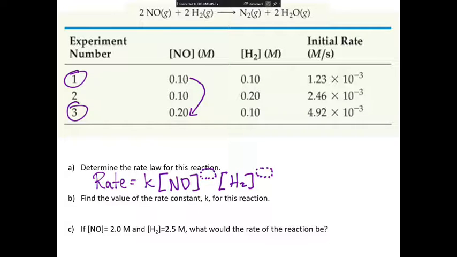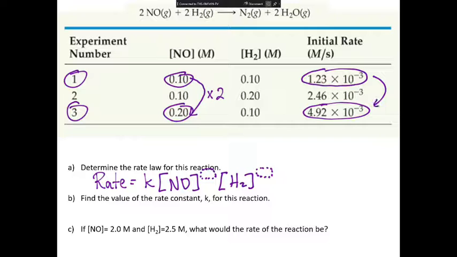I won't mark it out because we'll use it later on. H2 is held steady, so I can focus just on the effect of NO. It goes from 0.1 to 0.2. So just in general, Piper, how did NO change? Did it double, triple, quadruple? It doubled. So it increased by a factor of 2. And then if I look at this, I'm going to see the rates change as well. Those numbers to me are kind of complicated and hard to deal with, so I might pull out a calculator and do the big one over the small one. 4.92 times 10 to the negative 3.